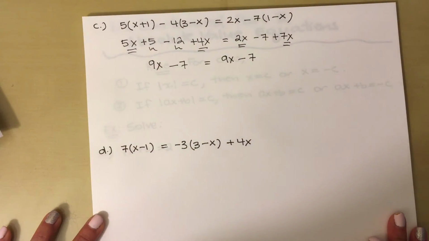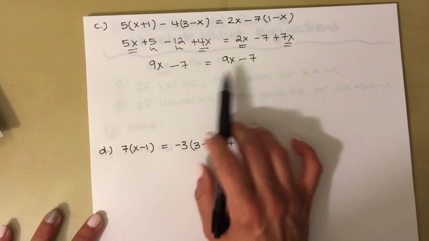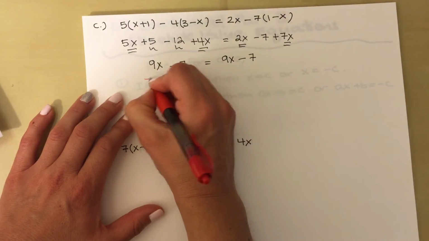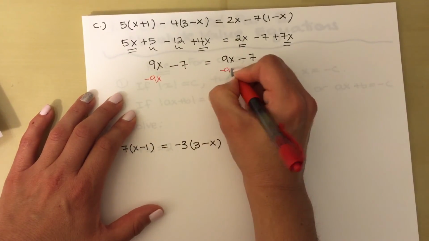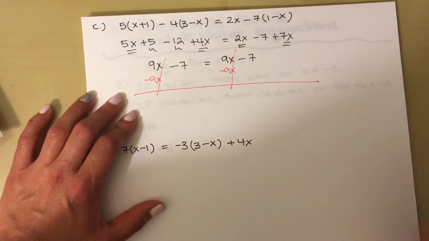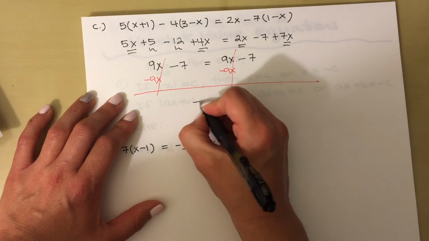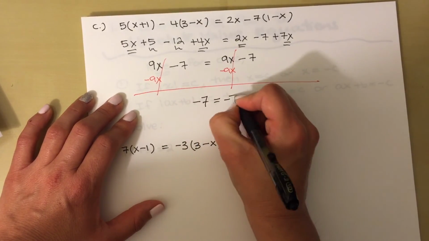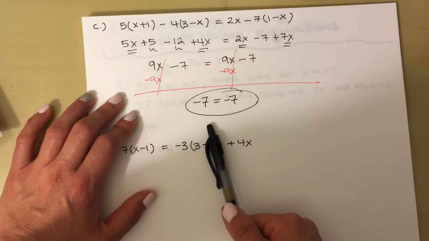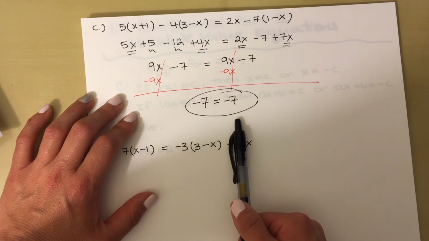So let's look at this carefully. I have the same quantity on both sides, and if I were to subtract 9x from both sides, what happens is that we get 0 and we get 0, so the variable goes away and we're left with negative 7 equal to negative 7. This is a true statement. Negative 7 is equal to negative 7.